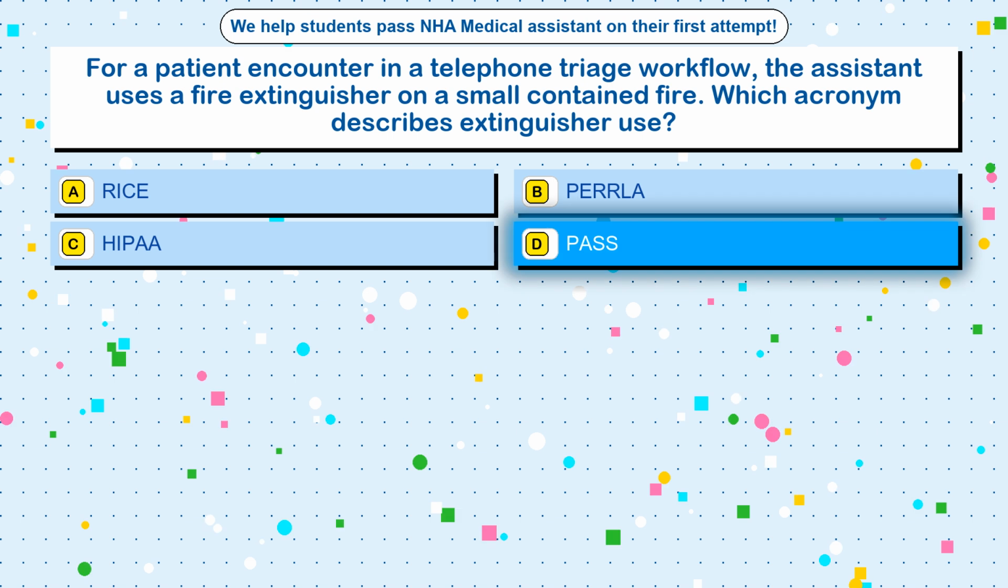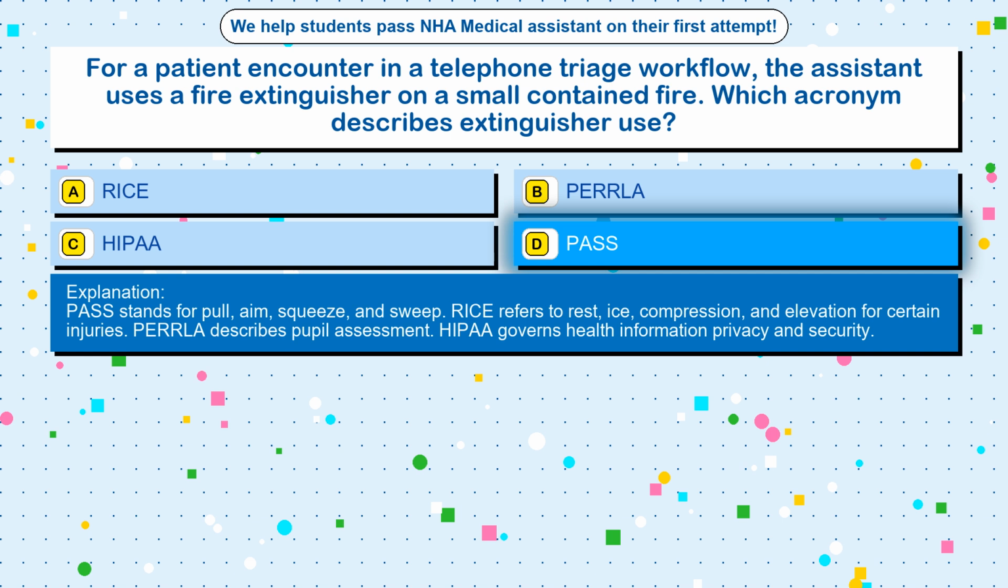The correct answer is option D, PASS. PASS stands for pull, aim, squeeze, and sweep. RICE refers to rest, ice, compression, and elevation for certain injuries. PERLA describes pupil assessment. HIPAA governs health information privacy and security.